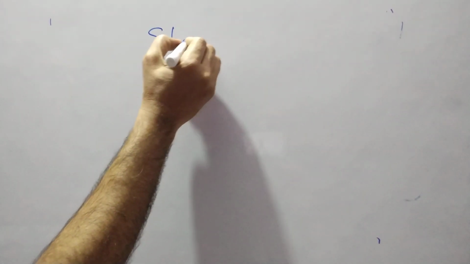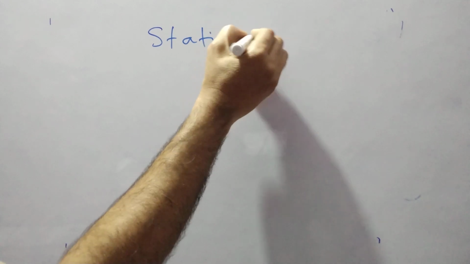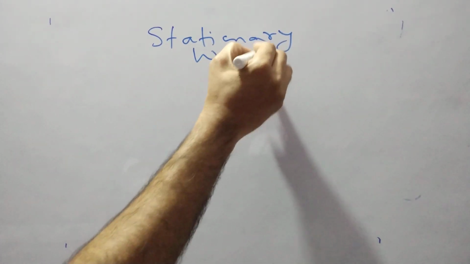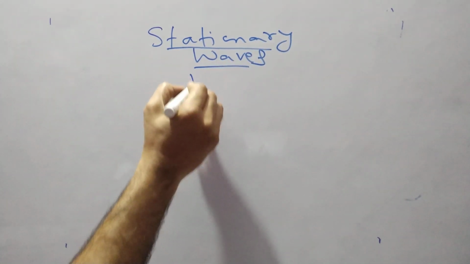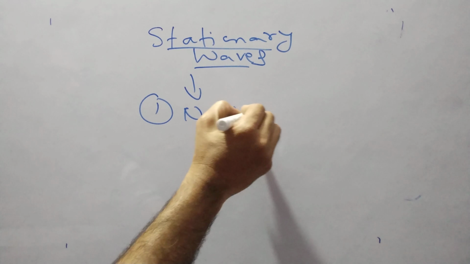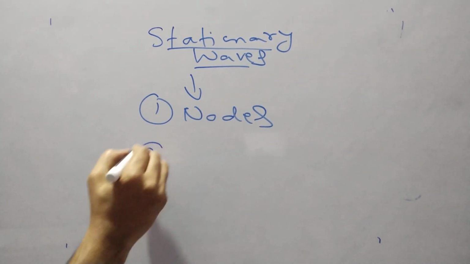Stationary waves. So what are nodes and antinodes? Nodes, second is antinodes.